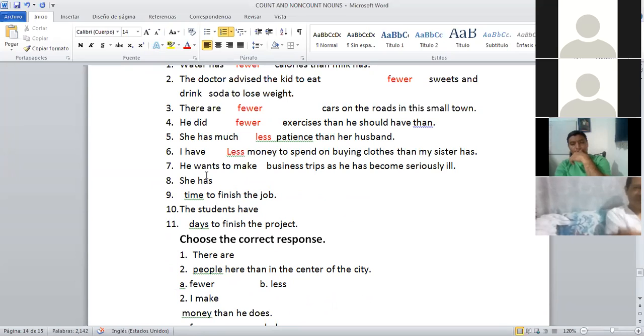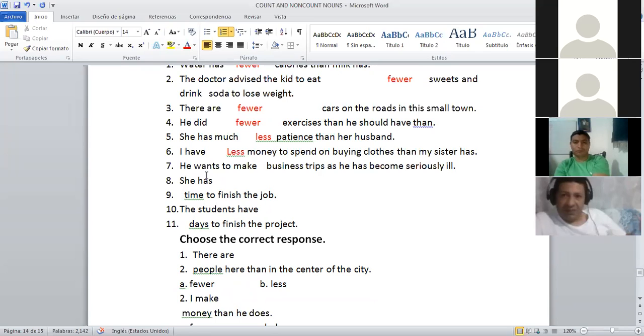Wait. Why is money uncountable? Because what you can count is the coins. Lo que puedes contar son las monedas, son los billetes. Pero el dinero es considerado uncountable. Okay. Thanks. Very good.